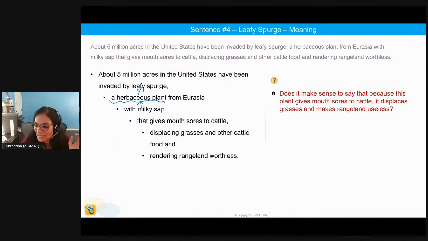So what we see here is that, and let me quickly activate my pen here, we again see the usage of comma plus verb-ing modifiers, not one but two. This is our first comma plus verb-ing modifier. This is our second comma plus verb-ing modifier. These two modifiers are placed right after this clause, that gives mouth sores to cattle. Now, the way the last part of the sentence is written, it says that because milky sap gives mouth sores to cattle, milky sap displaces grasses and other cattle food, and it also renders rangeland worthless.